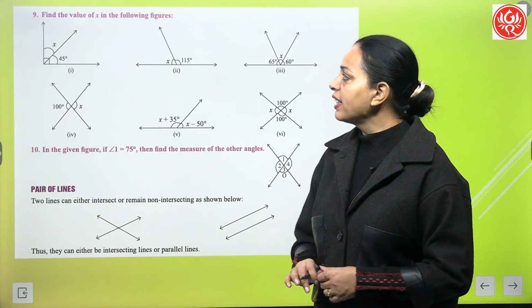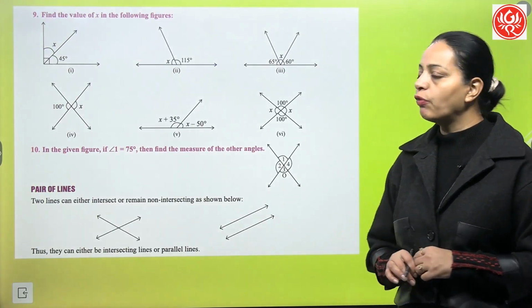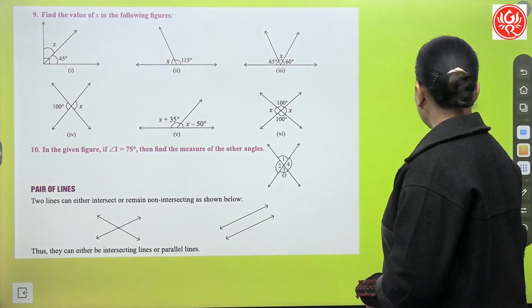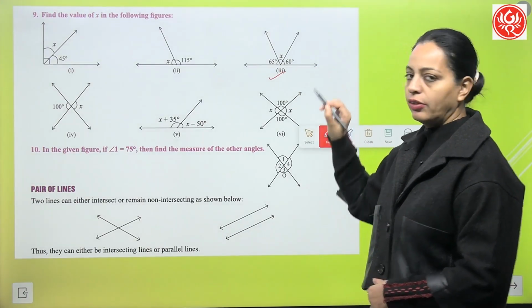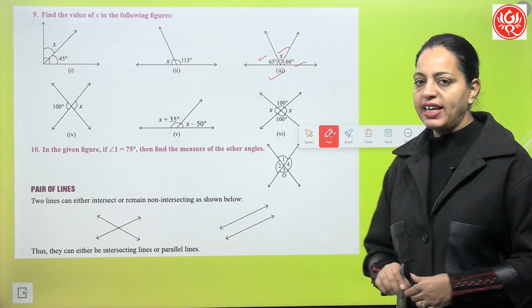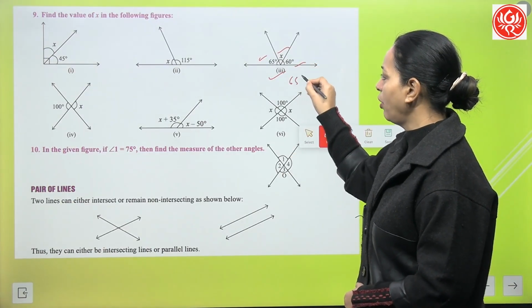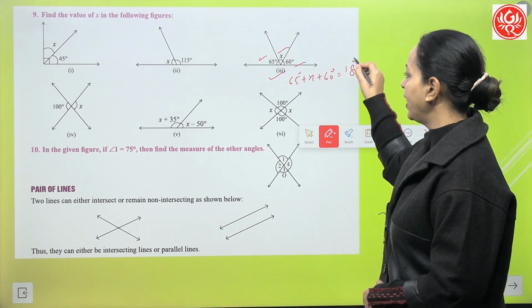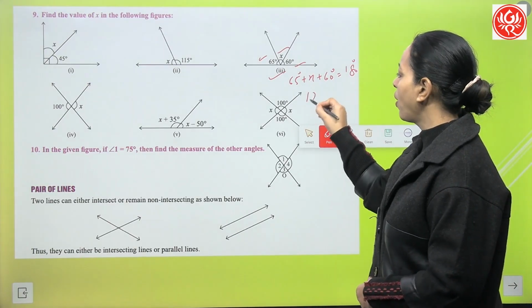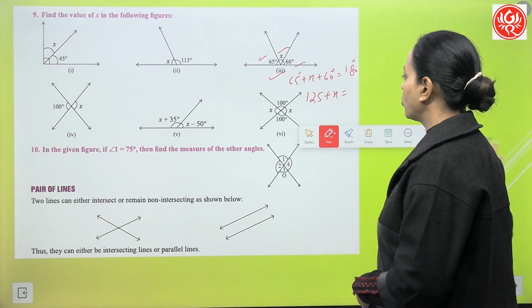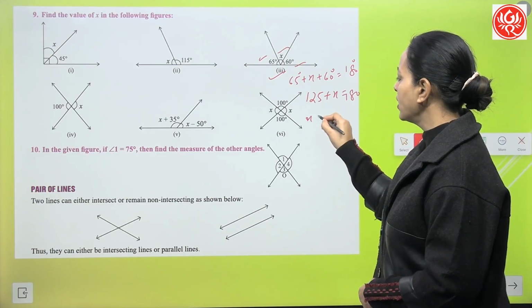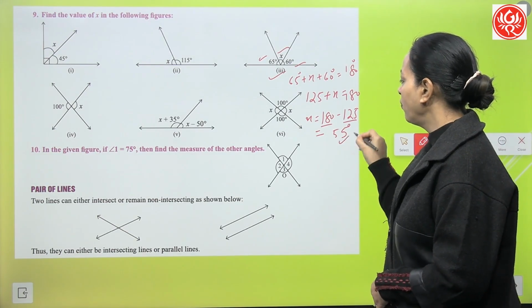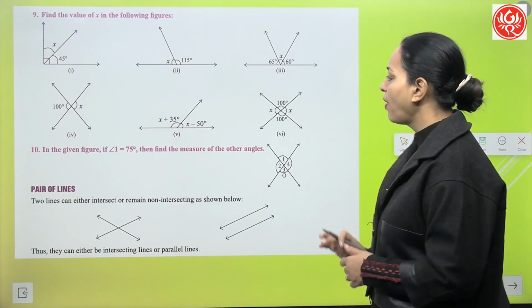Now come to next. Ninth question, find the value of x in the following figures. Like here, third part, here you can see these three angles, they are on a straight line. 65, x and 60, it means their sum is equal to 180 degree because they are on a straight line. So 65 plus 60, 125 plus x equals to 180. So what is x? So 180 minus 125, so that is 55. So x is 55 degree.